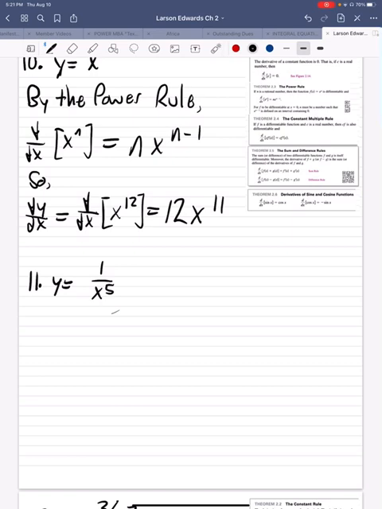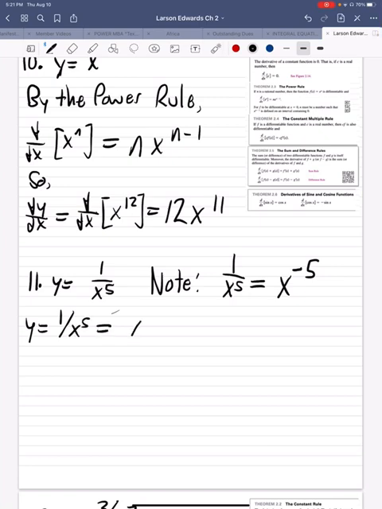So, note, 1 over x to the 5th is equal to x to the negative 5th. That's how you make it 1 over the thing. So y equals 1 over x to the fifth is equal to x to the negative fifth. Now we write once again, there's our power of x term, by the power rule.